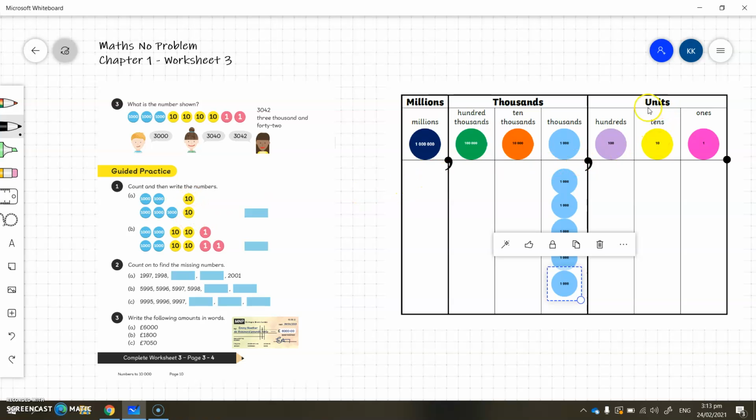I see here that I now have 2 ten discs. So I'm going to go to my place value chart, the tens place. Here I have 1 tens disc, 2 tens discs. Now, interestingly, I don't see any purple hundreds discs or any pink ones discs.